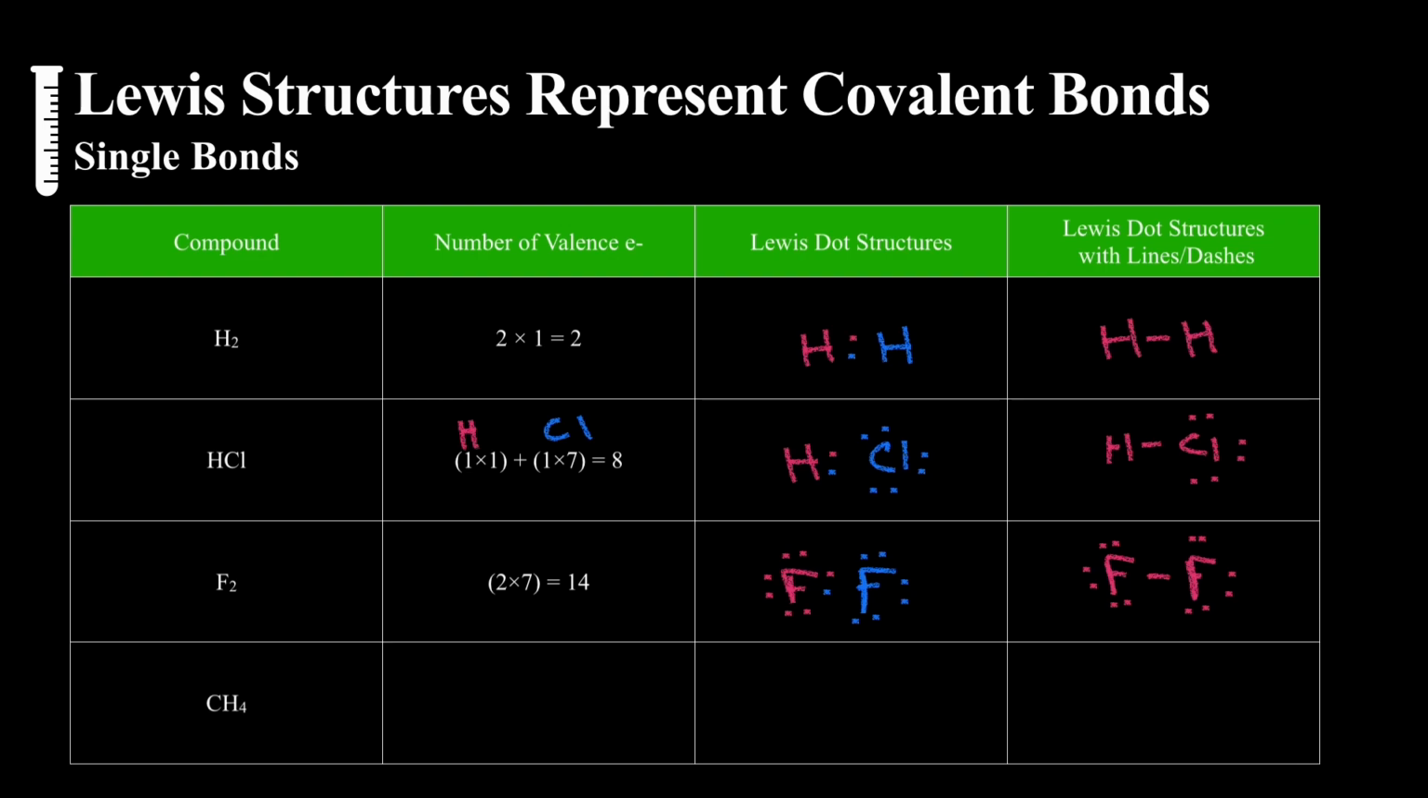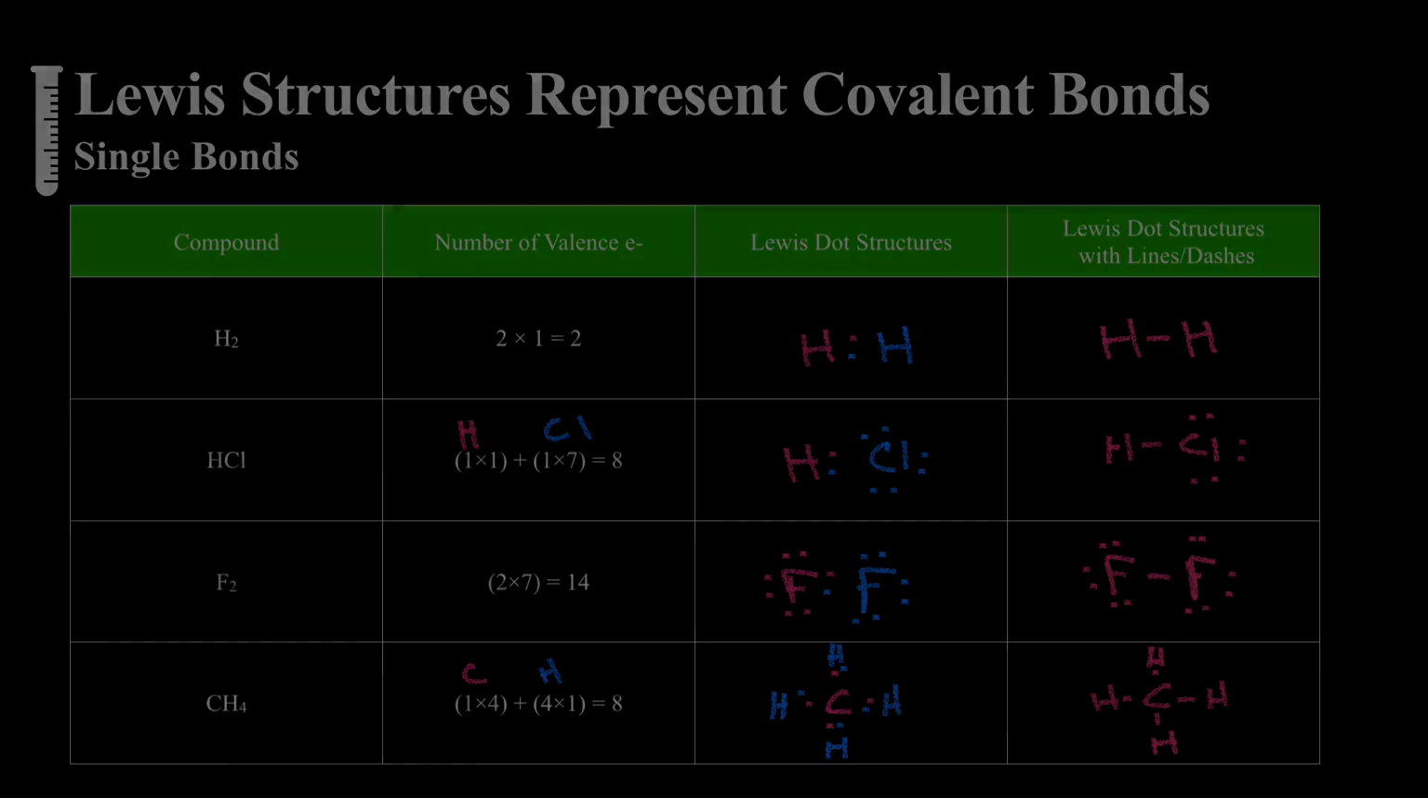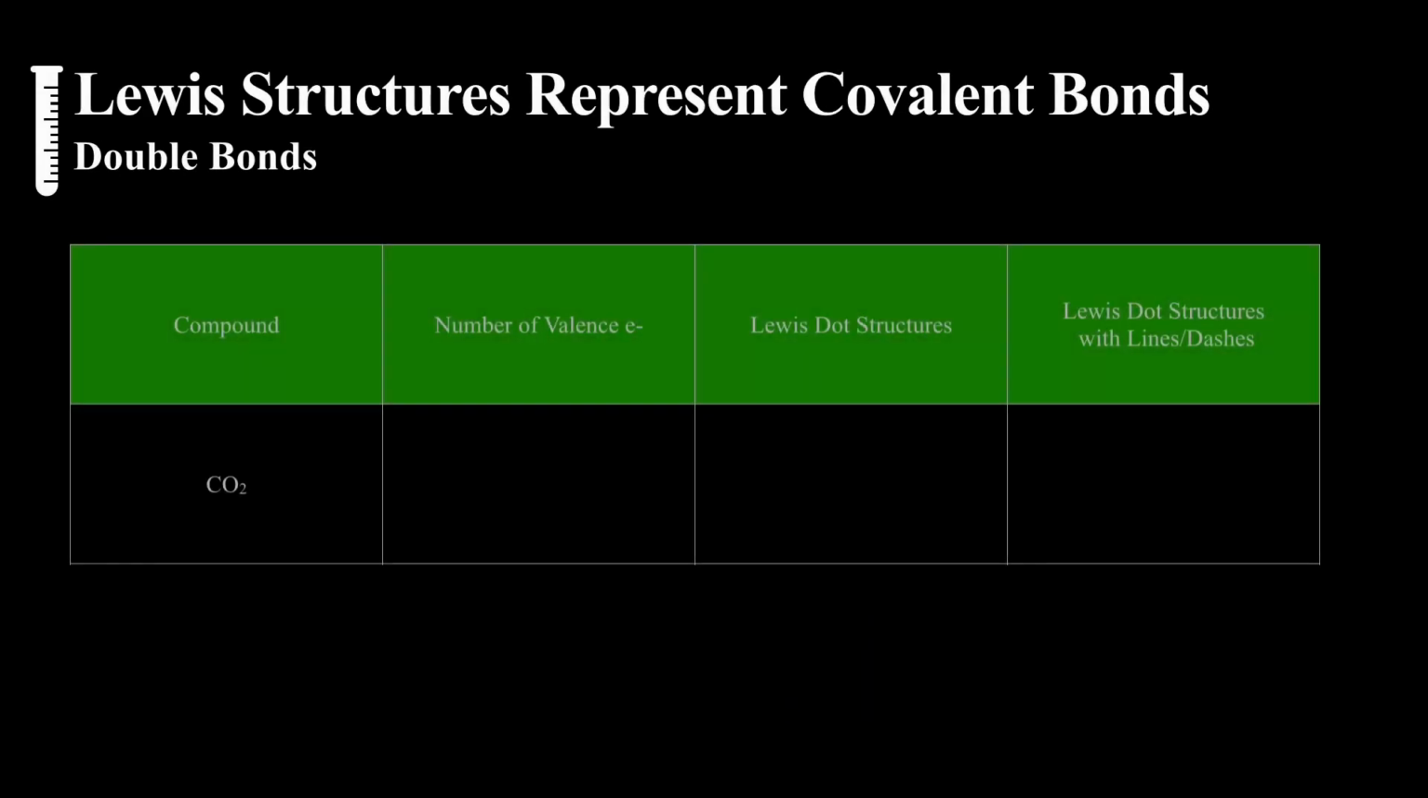What about methane, CH4? 1 times 4 plus 4 times 1 gives me 8. Carbon will be my central atom represented in pink. I'll put the hydrogens in blue so you can see their contribution to the Lewis structure. Now I'm going to represent that with the dash formation. And there you go. And carbon, 2, 4, 6, 8 around those bonds, feels like it has 8, octet rule achieved. Let's look at double bonds.